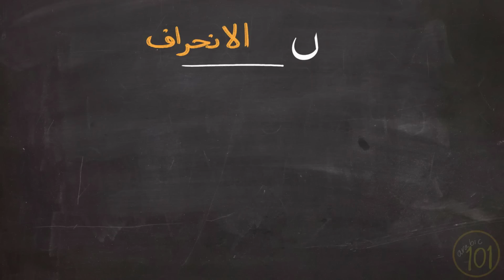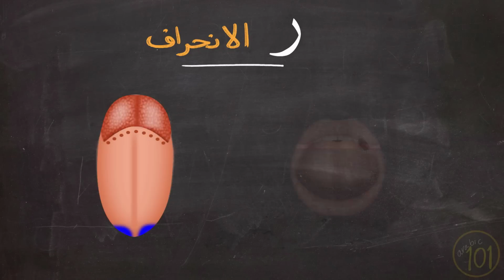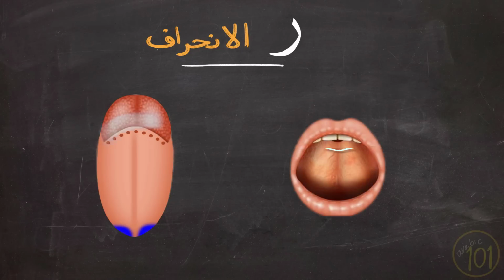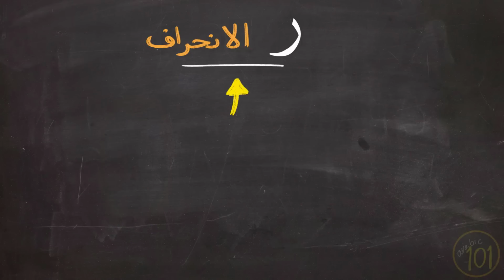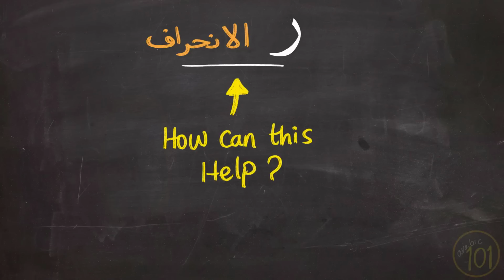But the deviation or redirection of air for ra is quite the opposite, because instead of going around the tongue, it goes through that small opening between the tip of the tongue and the alveolar ridge, which then creates the unique sound of ra. This is inhiraf. But how can this be useful in improving ra pronunciation in any way? Well, this will make more sense as we move further to the definition of takreer.